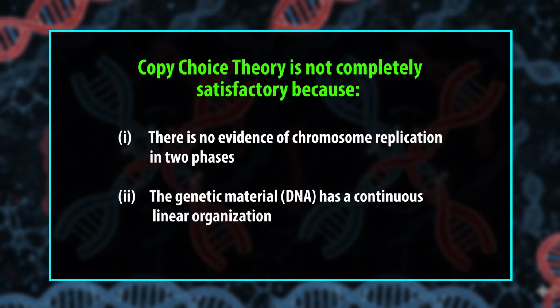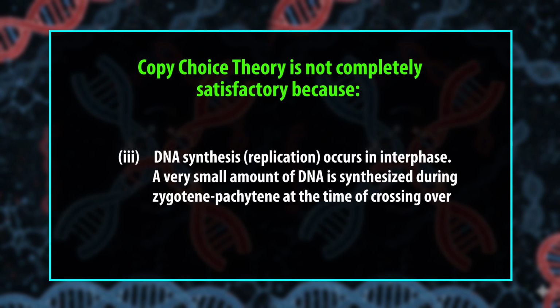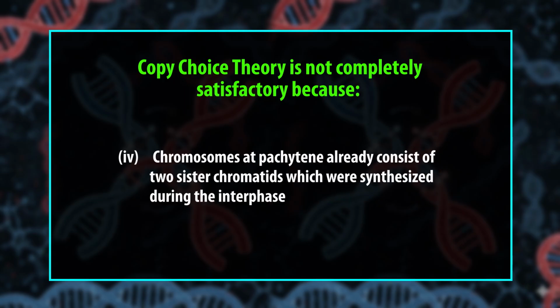The genetic material DNA has a continuous linear organization. DNA synthesis or replication occurs in interphase. A very small amount of DNA is synthesized during zygotene and pachytene at the time of crossing over. Chromosomes at pachytene already consist of two sister chromatids, which were synthesized during interphase.